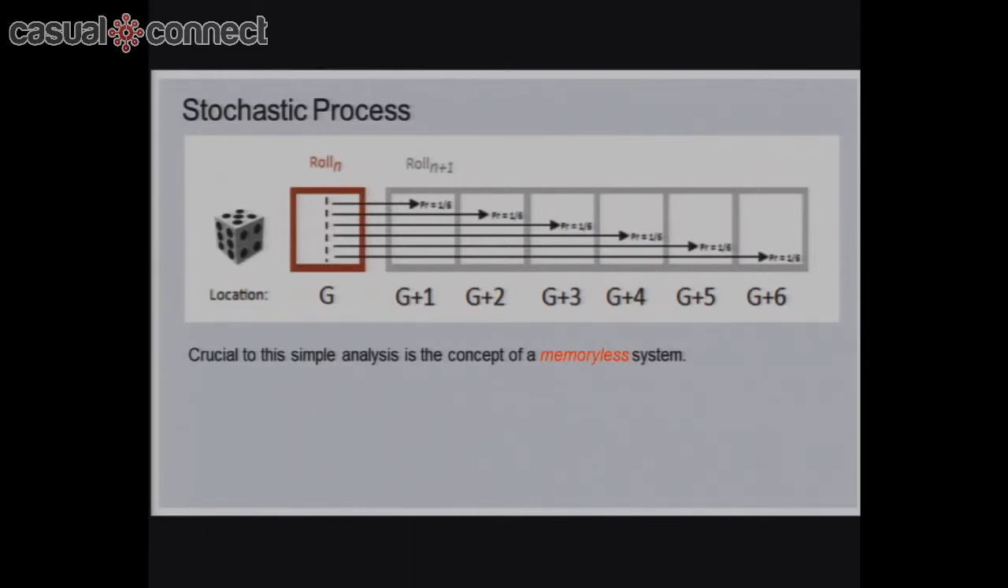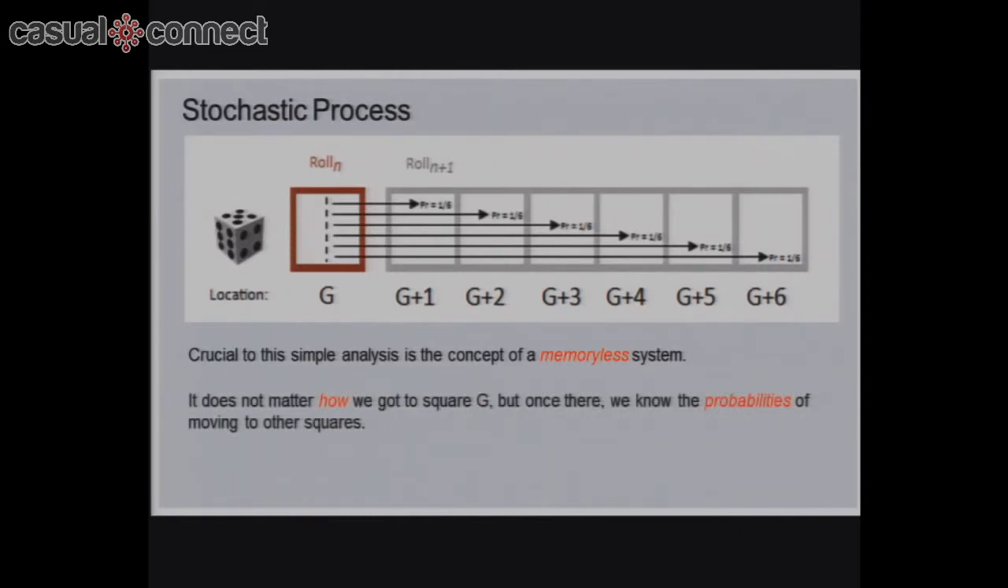So something's going to happen, and I'm going to end up at these particular spaces. It doesn't matter how we got to square G. We could have been there forever, or we could have come backwards or come forwards. This memoryless system is the idea of, once you're on square G, what are the chances you're going to be at each of these squares at some point? And the other thing, they call it stochastic, it means all the probabilities must add up to one. Something's going to have to happen. On the next roll from square G, you're going to go somewhere.